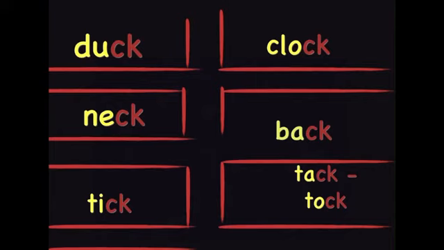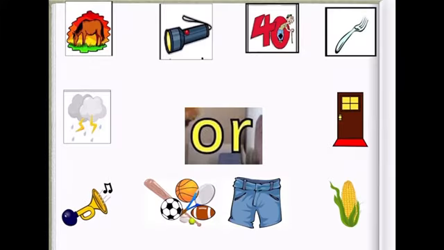Okay, duck, clock, nick, peck, tick, tack, tuck. Okay, you have to read many, many words, my friend. Duck, clock, nick, peck, tick, tack, tuck. Here, Shabab, or like what? Horse, torch, forty, fork. Here, like door, corn, short, stork, horn. Okay, Shabab.